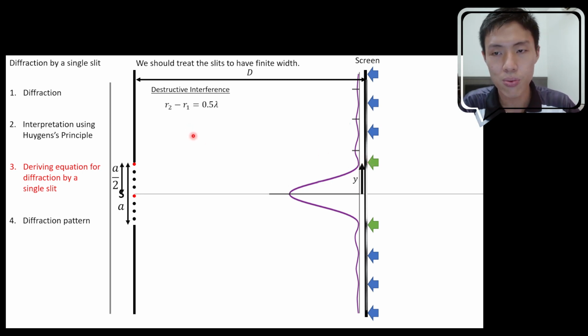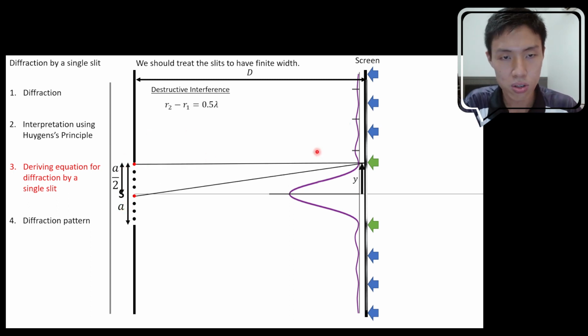Okay, so we are going to call this a over 2 because we are splitting it into upper half and lower half, right? So the distance between the upper first dot and the lower half first dot over here is a over 2, half of the width of the slit. Okay, so we are going to draw the same 2 lines. So this one will be R1, this one will be R2 as usual. So R2 minus R1 is going to be equal to a over 2 sine theta.